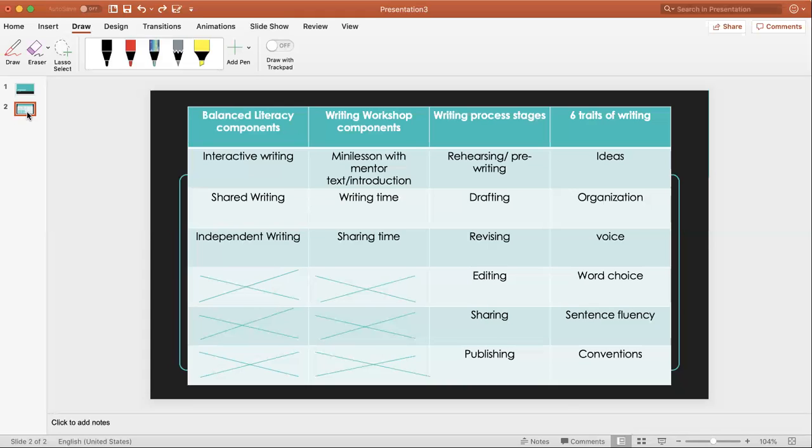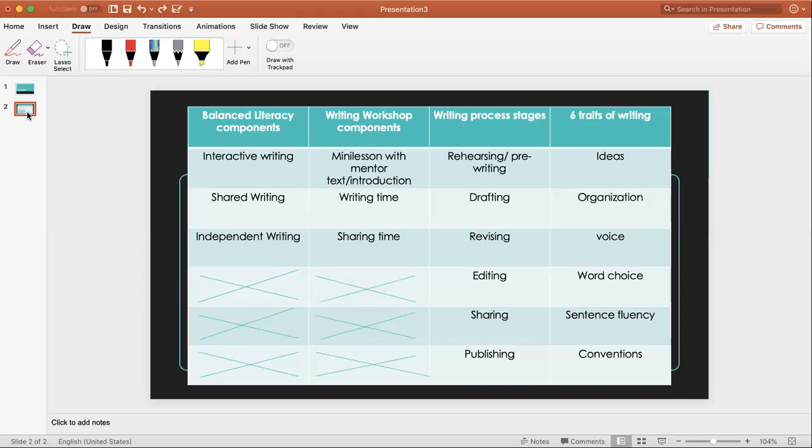Writing process stages, we have rehearsing / pre-writing, drafting, revising, editing, sharing, and publishing. So rehearsing / pre-writing is that brainstorming / organization stage where they're working on all of that. Drafting is where they're getting all of their ideas out then and trying to just write about it. Revising is where they move stuff around in the work to have it make more sense and flow a little smoother. Editing is where you edit the sentences, so whether it's spelling or punctuation or capitalization, any of that stuff.